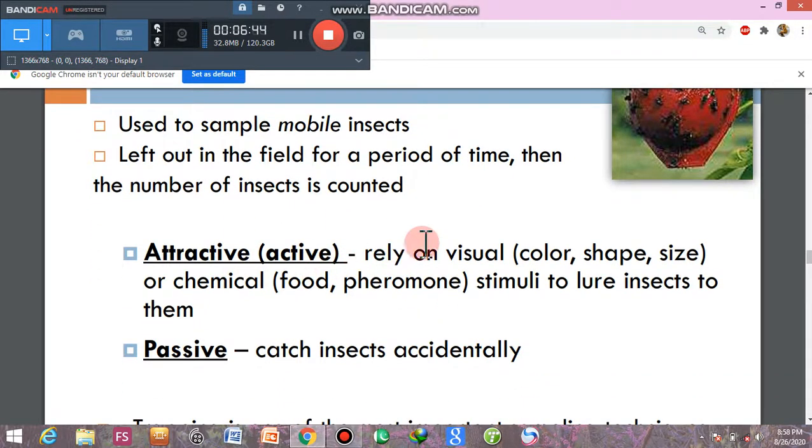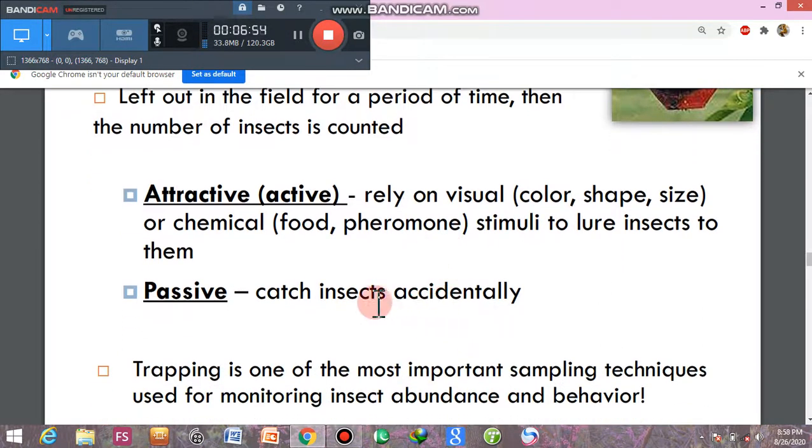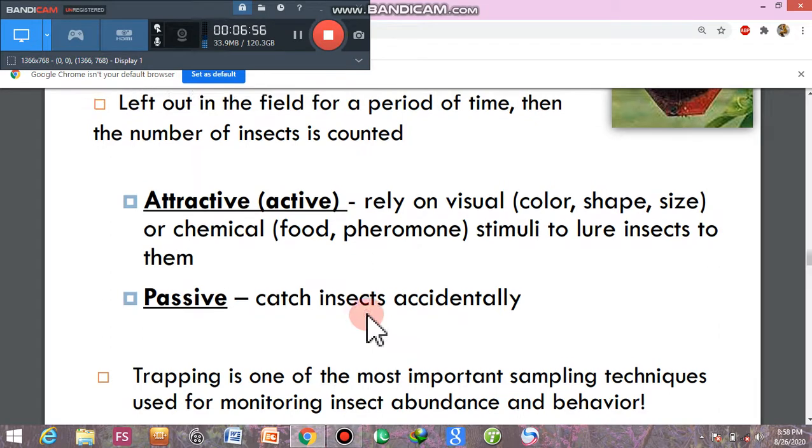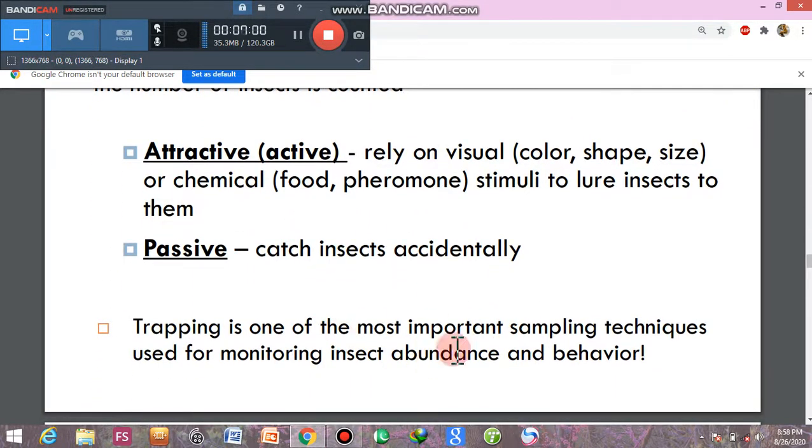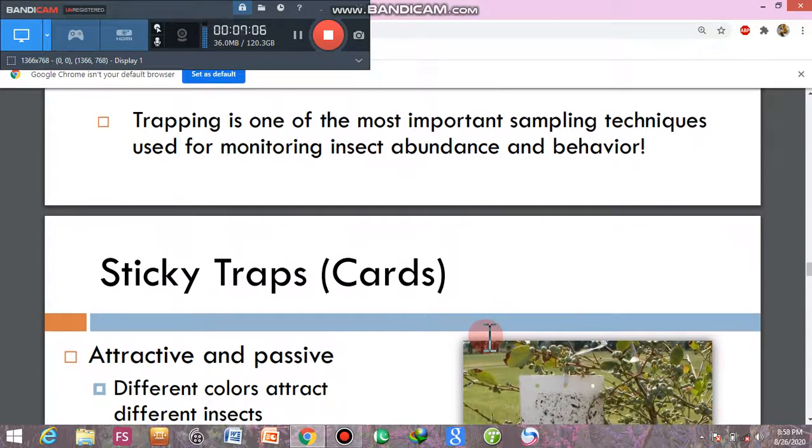Attractive, active traps rely on visual cues, color, shape, size, or chemical, food, and pheromone stimuli to lure or attract insects toward them. Passive traps accidentally catch insects. Trapping is one of the most important sampling techniques used in insect monitoring, for their abundance and their behavior.